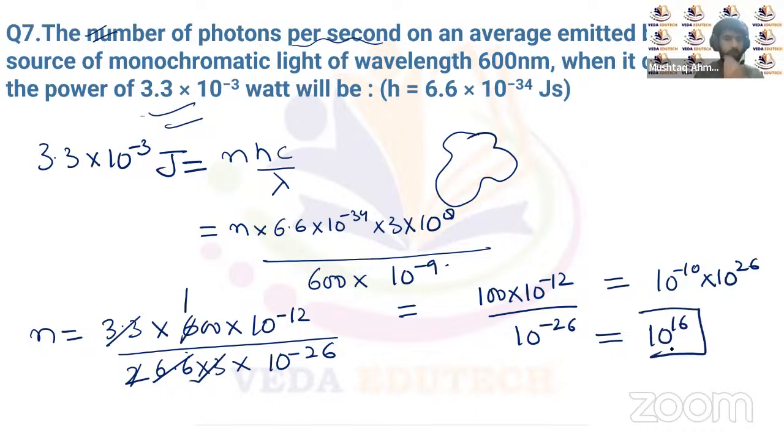So the number of photons emitted per second on an average will be 10 to the power 16 photons per second, right? So the number of photons per second emitted will be 10 to the power 16. This is how we can calculate the number of photons incident on the metal surface. So 10 to the power 16 photons will be incident per second.